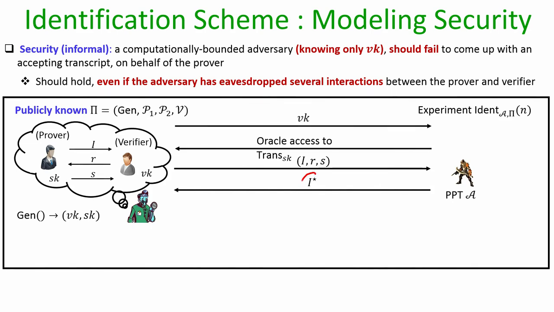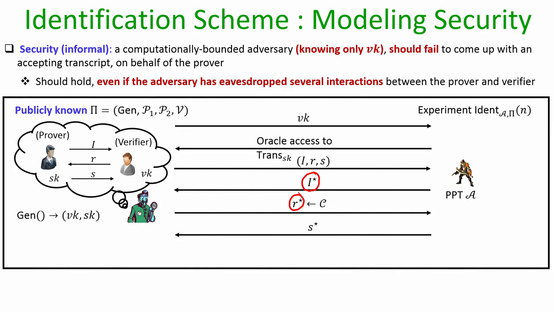So, it submits a commitment which I denote by I star. In response, the challenger submits a challenge which I denote by R star, and in response to the challenge, the adversary submits a response S star. This triplet I star, R star and S star is a forged transcript which the adversary is trying to produce with respect to this entire experiment.